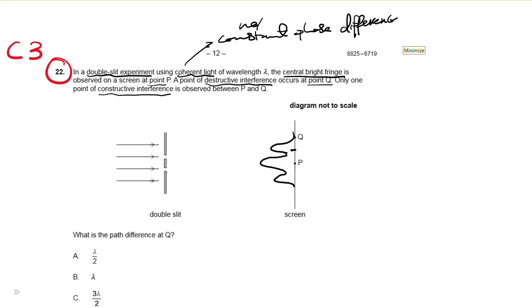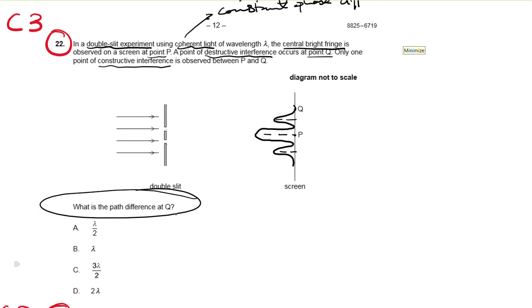Right, hopefully that's clear. And we have our central max, and we have a secondary max. This is not the best diagram. Definitely needs to be better. And so they're asking what is the path difference at Q.